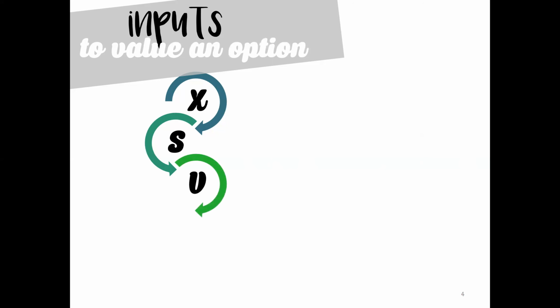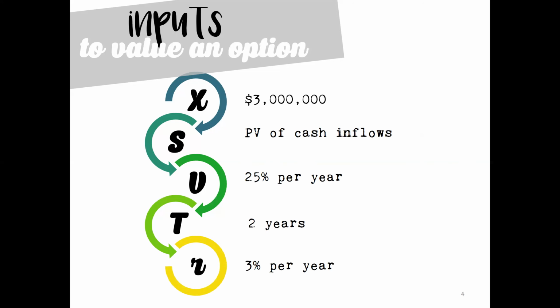Then volatility is quite easy, 25% per year, time 2 years. 2 years because it's time during which the company can decide whether to invest or not. This is actually an European option because she cannot exercise right now, but it has to wait 2 years and then expand to Costa Rica. Finally, the interest rate, 3% per year. So 4 out of the 5 inputs are quite easy to find. Let's now calculate the present value of the cash inflows, and let's value the call.